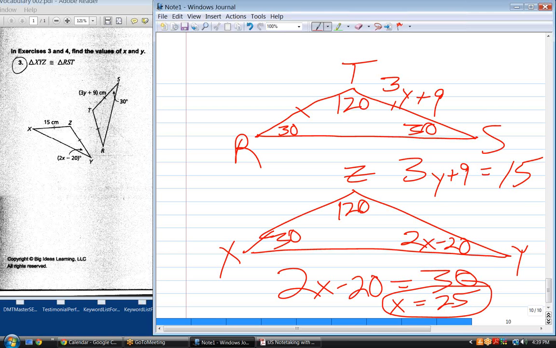Be sure to distinguish between the angles and the sides, because that's what you're going to be doing for quite a while now, talking about angles and sides of triangles. One is in degrees, the other is in centimeters or feet or inches. But the fact that these two triangles are congruent tells me that all their angles are equal and all their corresponding sides are equal. So if 3y plus 9 equals 15, solve that equation for y.